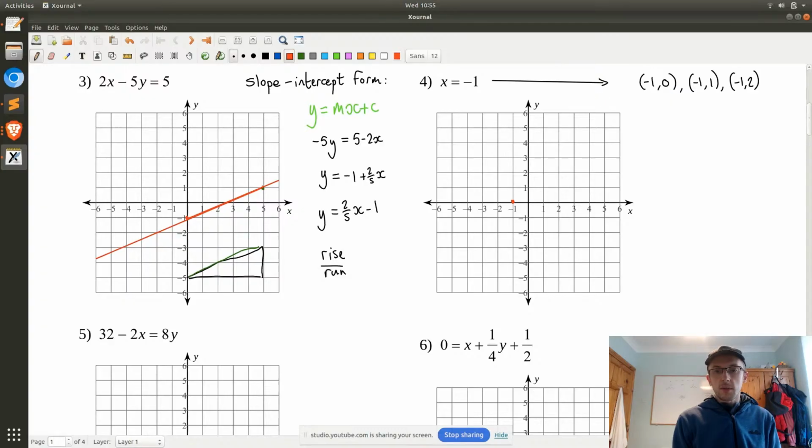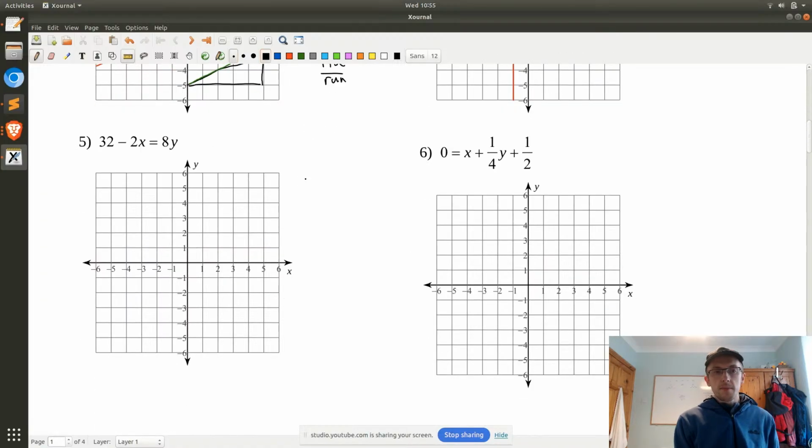(-1, 0), right there. (-1, 1), right there. (-1, 2), right there. You can see that it's going to be all these points on this vertical line, which is one to the left of the y-axis itself. So let's draw that line. There. That's the line x equals -1.